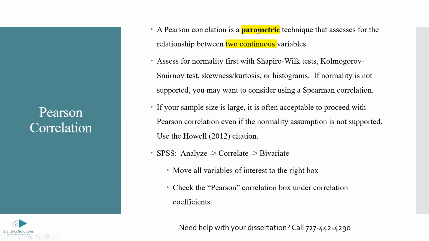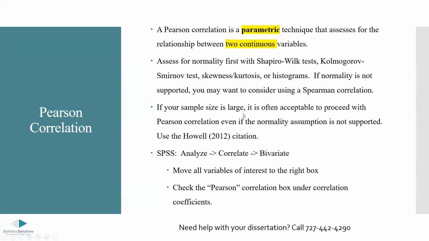So I've highlighted that it's a parametric technique. You need two continuous variables. You first want to check for normality with one of these tests, or using skewness, kurtosis, or histograms. If the assumption is not met, then you might want to consider using a Spearman correlation as an alternative.